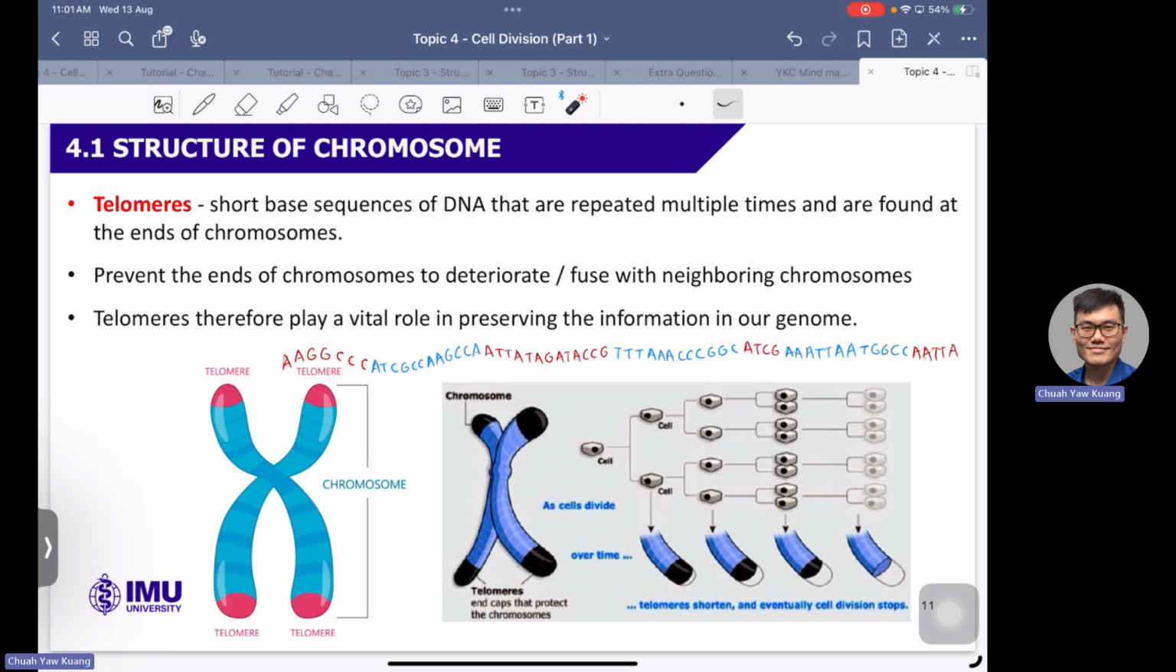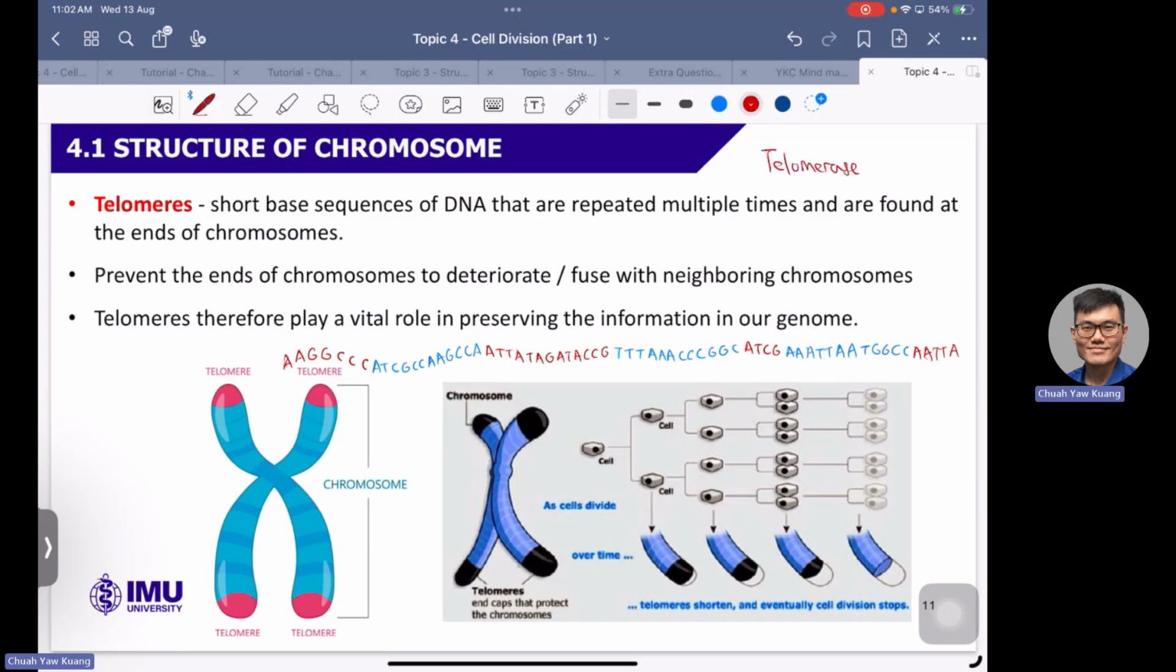But maybe you will say, how about the stem cell? Our liver cell, the cell in the testis, or the bone marrow. All of these are tissue-specific stem cells that can keep undergoing mitosis for your whole life. Why can they do mitosis for the whole life? They can keep on undergoing cell division because these stem cells have an enzyme, and the enzyme is called telomerase.